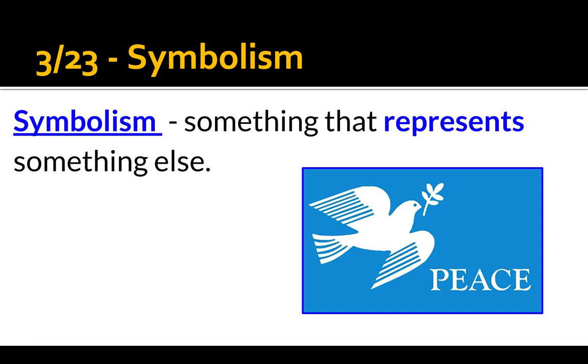Today we are going to learn about symbolism, how to identify it and interpret it in poetry. So symbolism is when something represents something else in a story or a poem. For example, a dove is often used to represent peace.